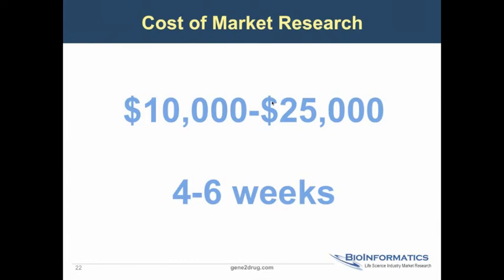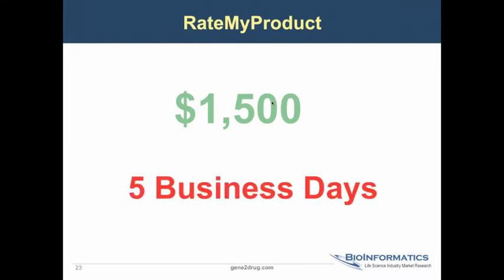But that's not the case for Rate My Product. One of the features of Rate My Product that our clients are most happy about is the cost. For $1,500, your product will be measured on all of the attributes we've described, and the turnaround is only 5 business days. So now let's talk about some ways you can use this low-budget, fast turnaround tool.